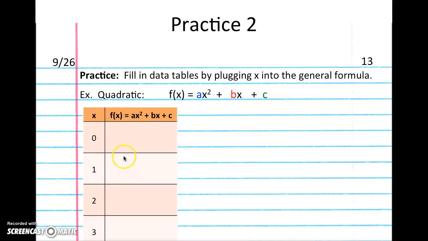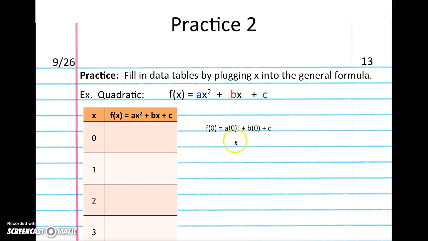What I need to do is find out what the values of f of x are going to be by plugging in 0, 1, 2, and 3 for x into this general formula. And I'm going to do the scratch work on the side, so we're going to do the first one together. X is 0, so I'm going to plug in 0 for x, and I get f of 0 is equal to a times 0 squared plus b times 0 plus c.